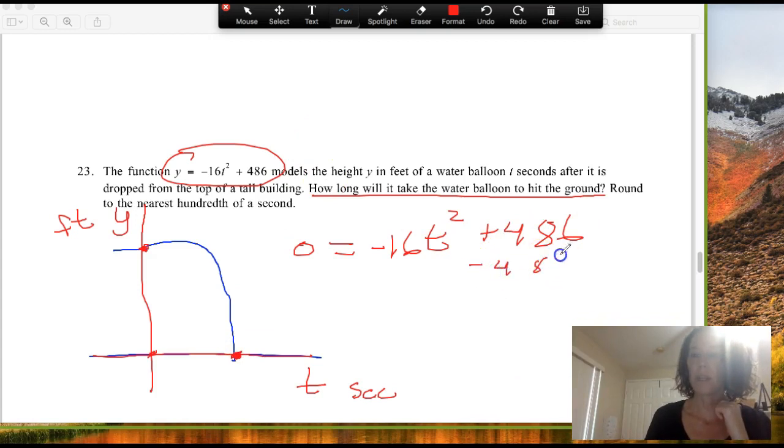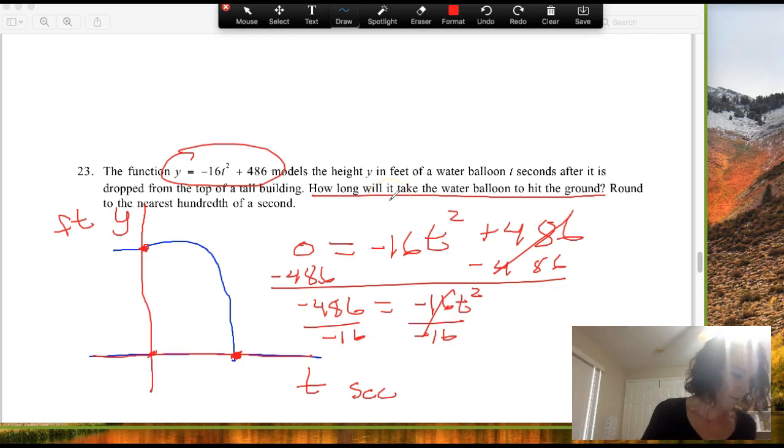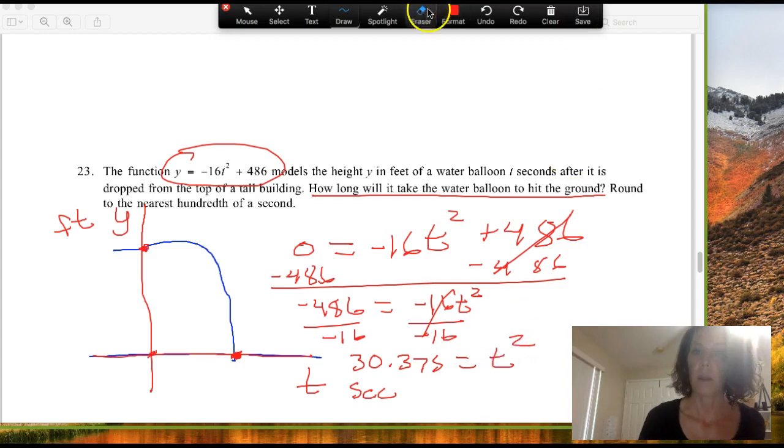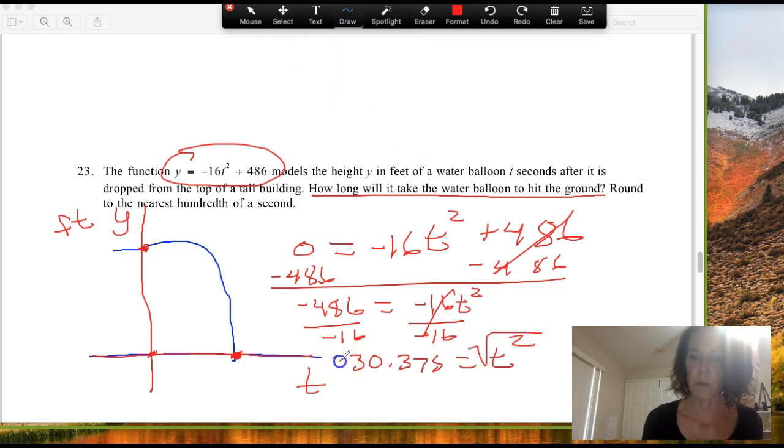Subtract 486 from both sides. That eliminates that, and you get negative 486 equals negative 16t squared. I'm solving for t, so I'm dividing by negative 16 on both sides. Yay, got rid of that negative. Good. Let's go negative 486 divided by negative 16, and I'm going to get approximately 30.375. That will equal t squared. Okay, and I'm going to erase this. And then to solve for t, I will square root both sides. And when you square root, you get the plus or minus solution.